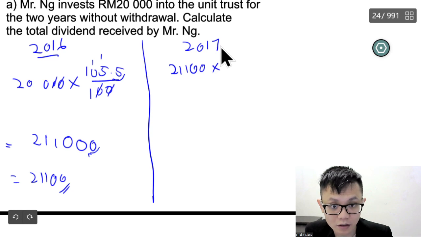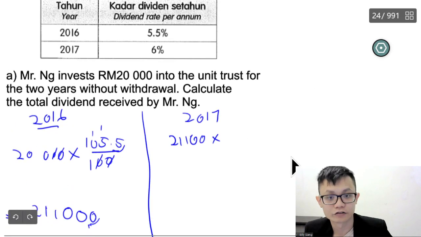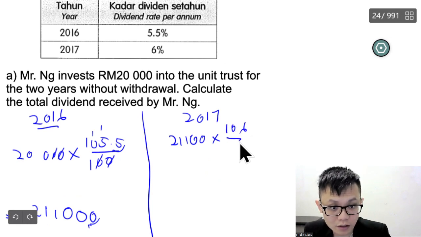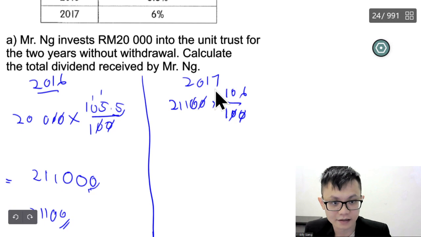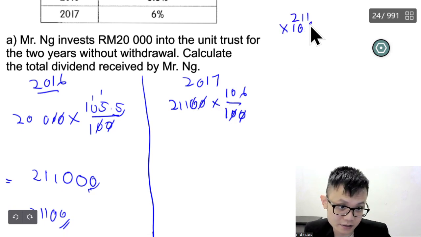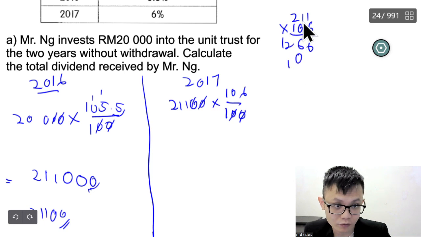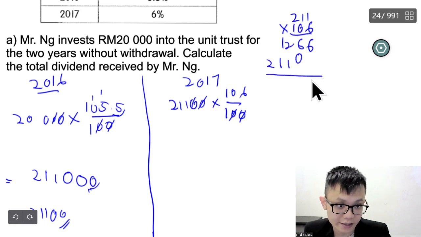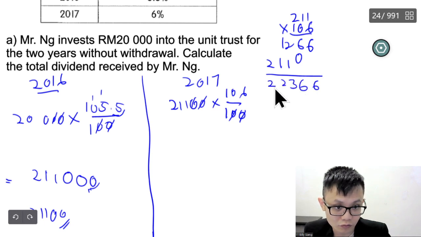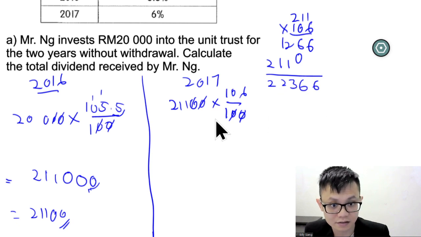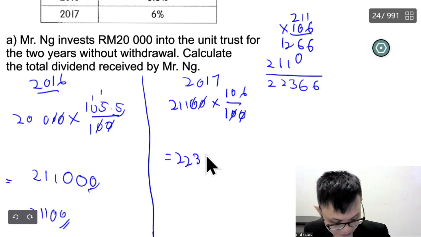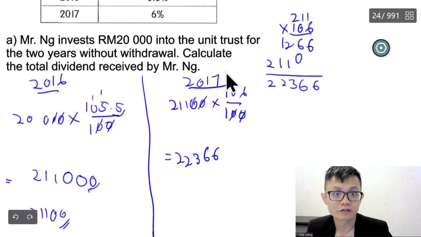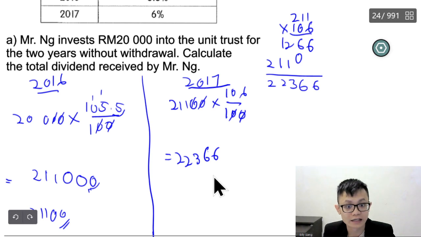For 2017, again I do the same thing. 21100 times, you can see here it is 6%. So I times 106 over 100. Again, I cut this one. So it will be 211 times 106. 1 times 6, 6, 1 times 6, 6, 2 times 6, 12, 0 I put here, 1 times 1, 1, 1 times 1, 1, 2 times 1, 2. So I get 22366 for 2017. So this is the money that is in the bank, 22366.